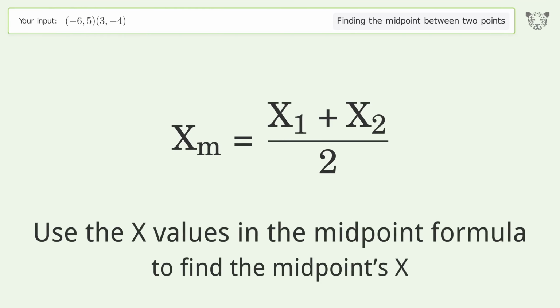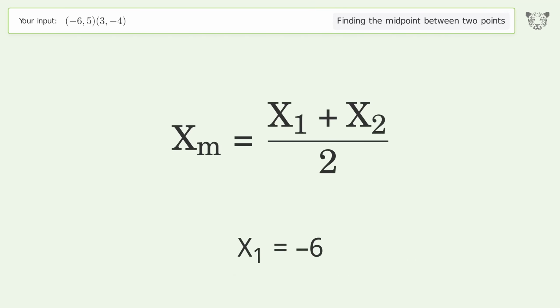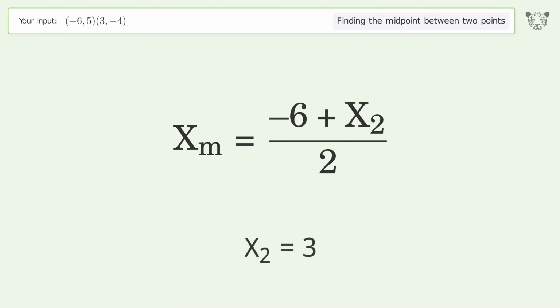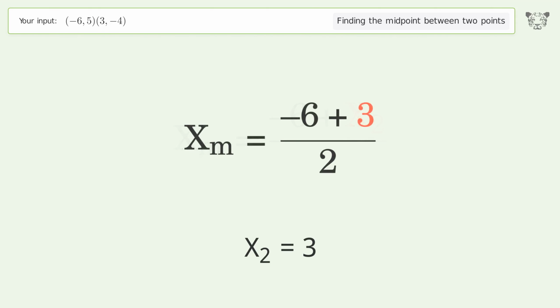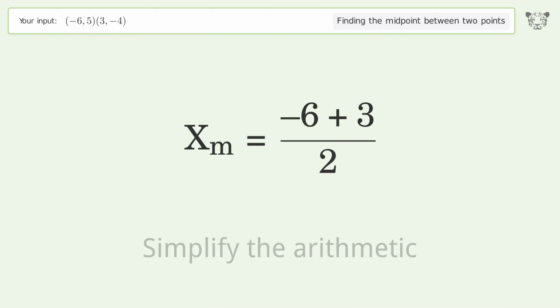Use the x values in the midpoint formula to find the midpoint's x. x1 equals negative 6. x2 equals 3. Simplify the arithmetic.